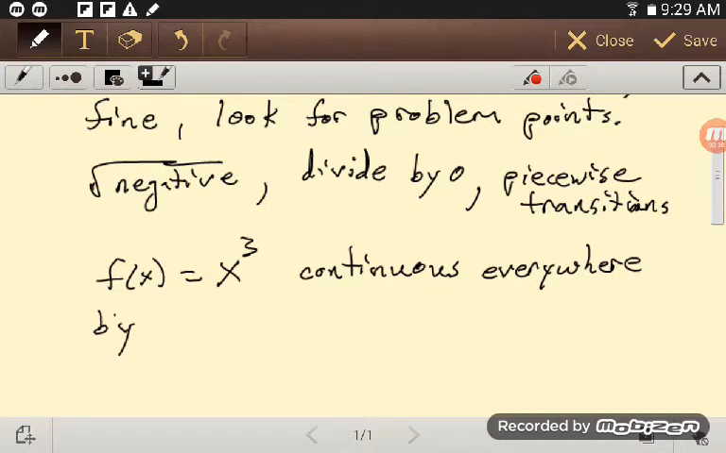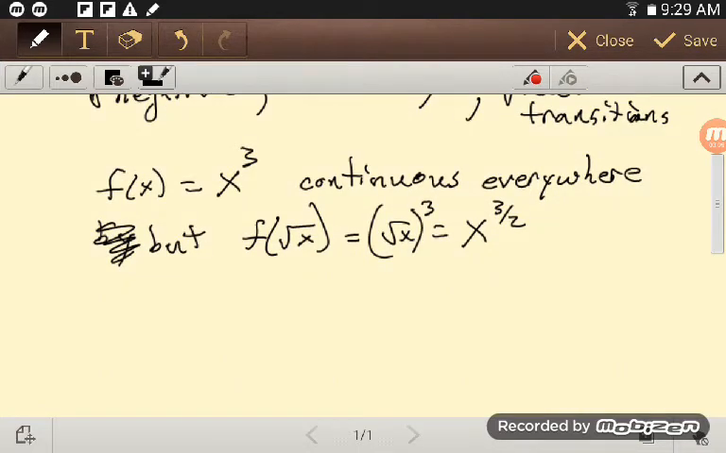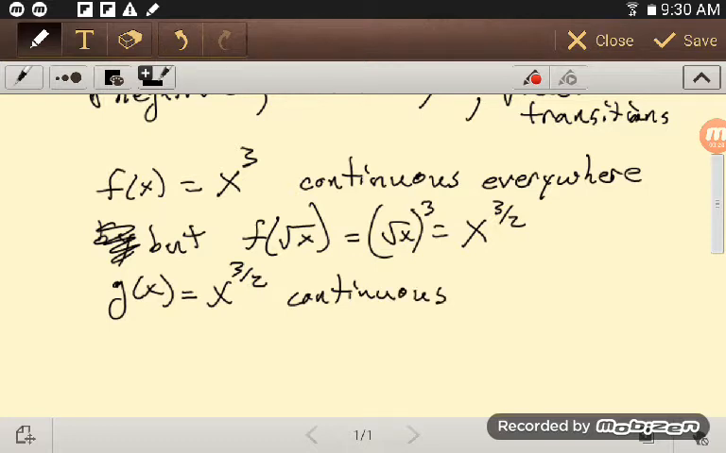But if I looked at, say, f of the square root of x, which is square root of x cubed, or just the power function x to the 3/2, all of a sudden I think, wait a minute, we could have a problem because I can't take the square root of a negative number. So in this case, suppose I call it g of x equal x to the 3/2. That one's continuous for x greater than 0. Now notice I didn't say equal 0, even though it's defined there, because I don't have a two-sided limit there.